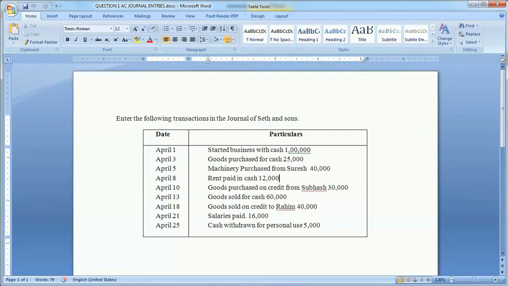Before we start on the complex problems of journal entries and gradually move towards the ledger entries, we shall begin our studies with the basic lecture and a simple problem on journal entries. The problem goes as follows. Let's just look at the problem first.